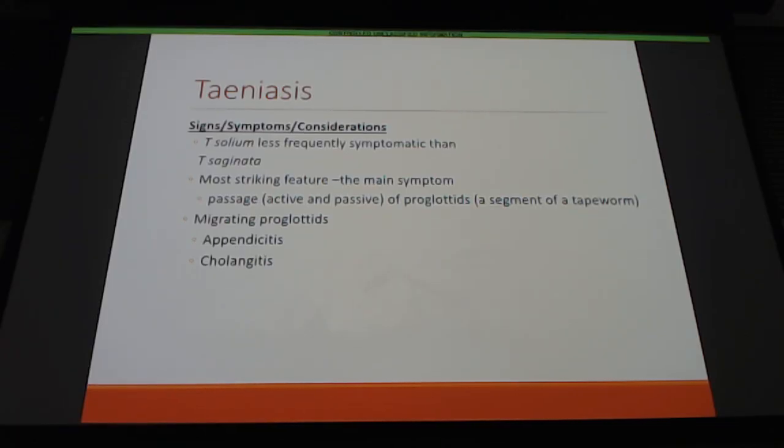So if you guys remember fever, right upper quadrant pain, and jaundice, that is what we call Charcot's triad. That'll be for cholangitis. You guys will get that when you start doing GI stuff.